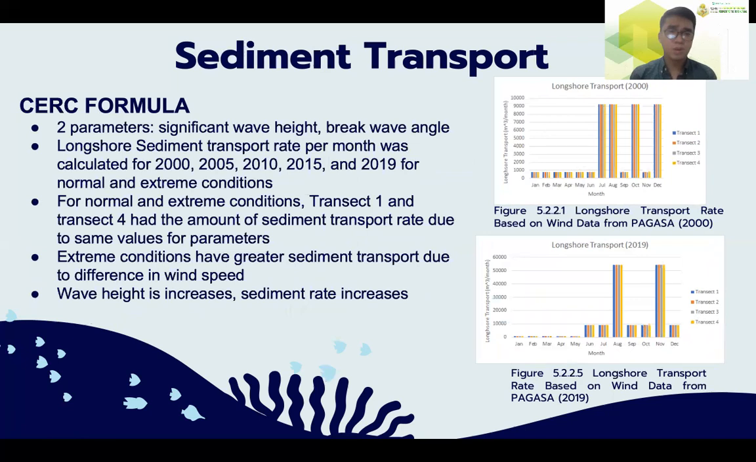As for the second formula, we used the CERC formula, and it includes two parameters: significant wave height and break wave angle. Similar to the Kamphuis formula, we computed the sediment transport rate per month in the years 2000, 2005, 2010, 2015, and 2019 for both normal and extreme conditions. Transect 1 and Transect 4 had the same sediment transport rate due to the same values of parameters. Similar to the Kamphuis formula, extreme conditions have greater sediment transport due to the difference in wind speed. And lastly, as wave height increases, the sediment transport rate increases.